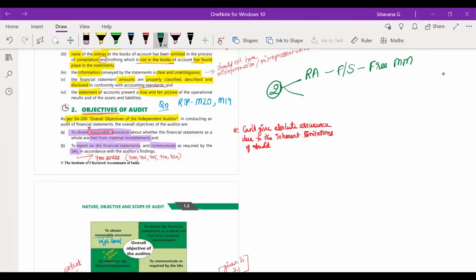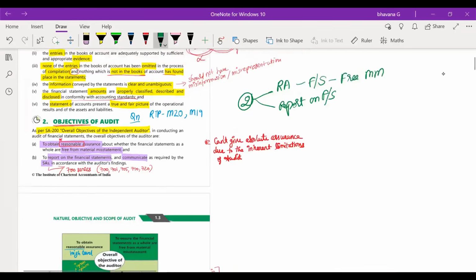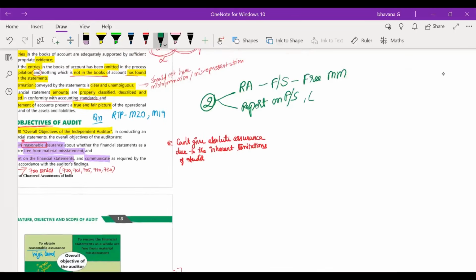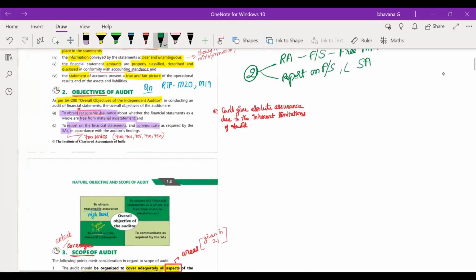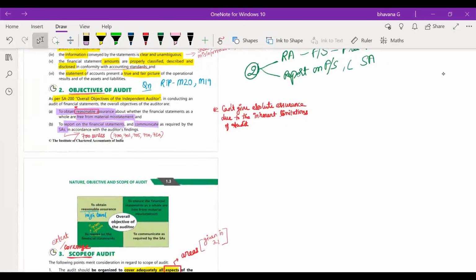Okay. Next, they tell you that he has to also report on the financial statement. I already told you that he has to give an opinion. In what will he give his opinion? In his audit report, he is going to give his opinion, right? So that is what they are saying, nothing but to give his opinion. How will you give the opinion? As a report. So you have to report on the financial statement, and also you have to communicate whether all the standards on auditing which have to be followed by the auditor have been followed. Okay, that you have to see.